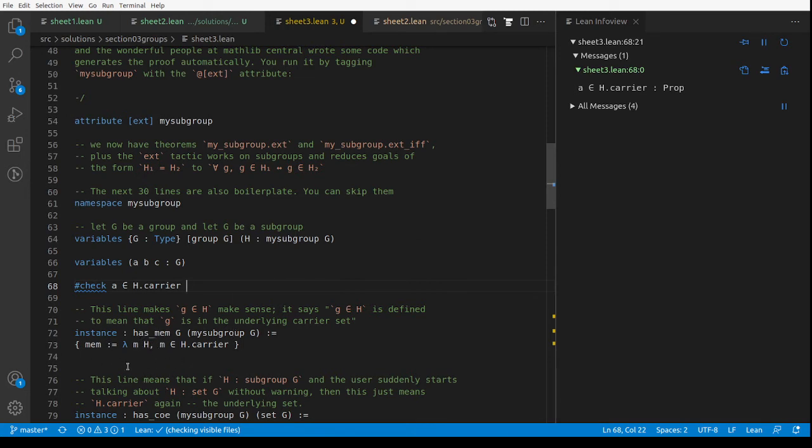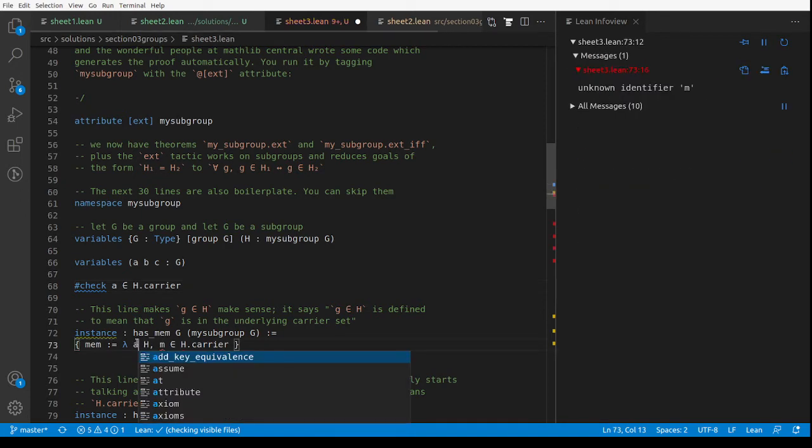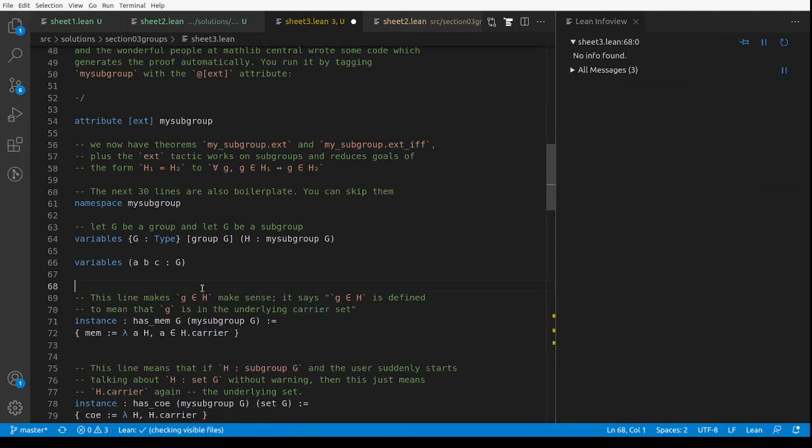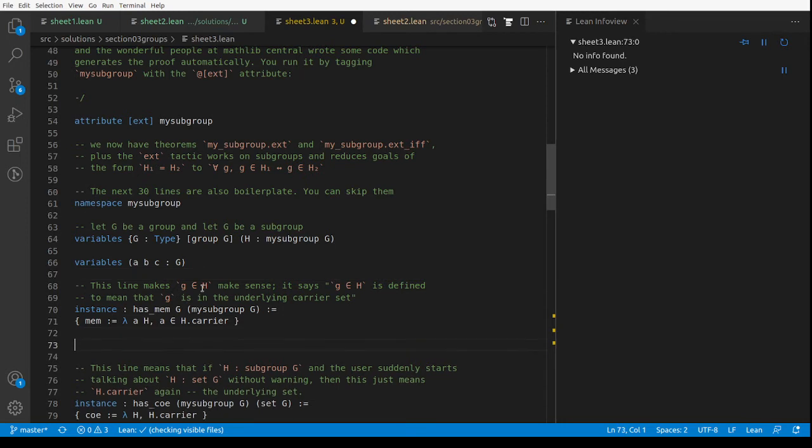And the definition is, we can see the definition here. We could perhaps put A there. What does it mean to say A is an element of H? It just means A is an element of H dot carrier. So if we move this check down to here, there.